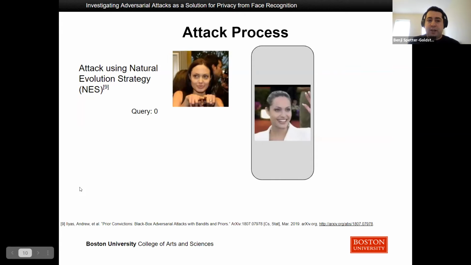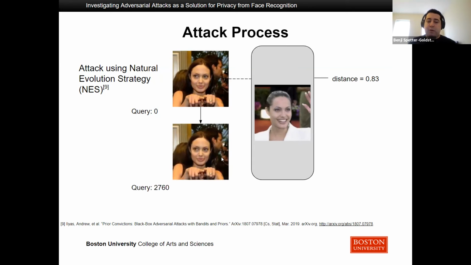Now, with the attack process, we're using a technique called the Natural Evolution Strategy, or NES. As you can see, we start with two images of Angelina Jolie here. If we look at the distance, we have this distance value. When we do testing, we find that the threshold for the classifier to identify an image as different should be about 1.14. So right now it's below this distance. Let's say these are both of Angelina Jolie, that's the same person.